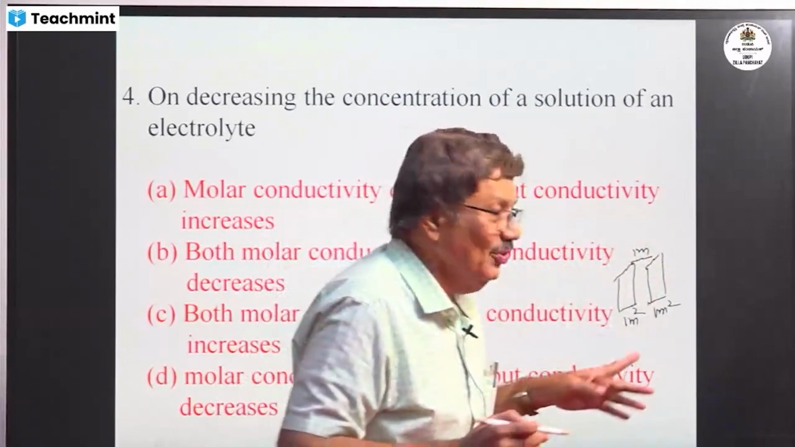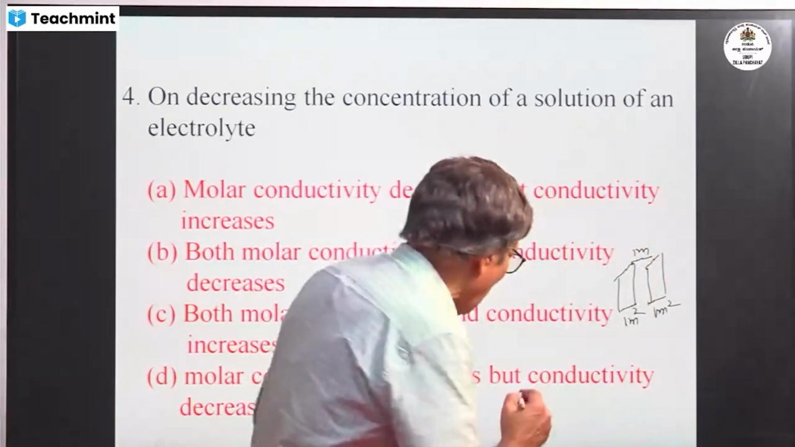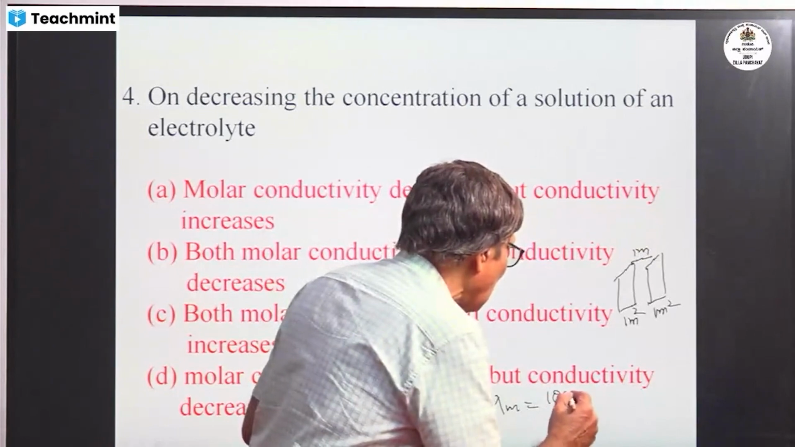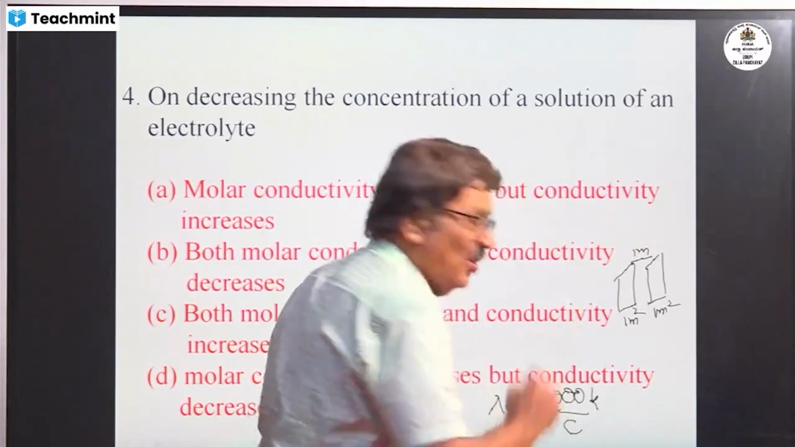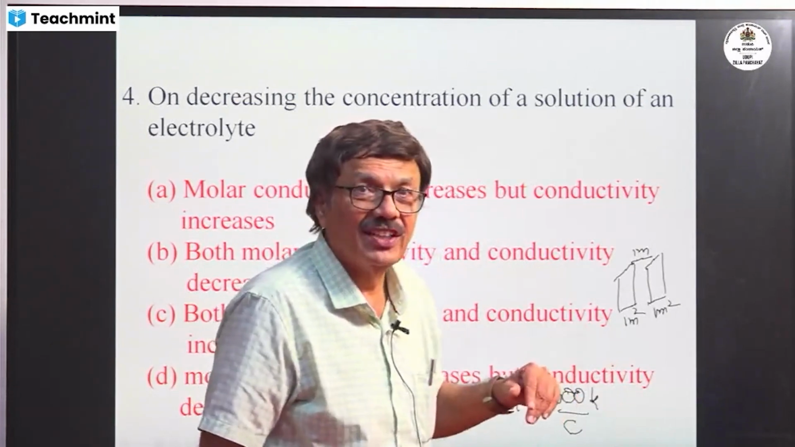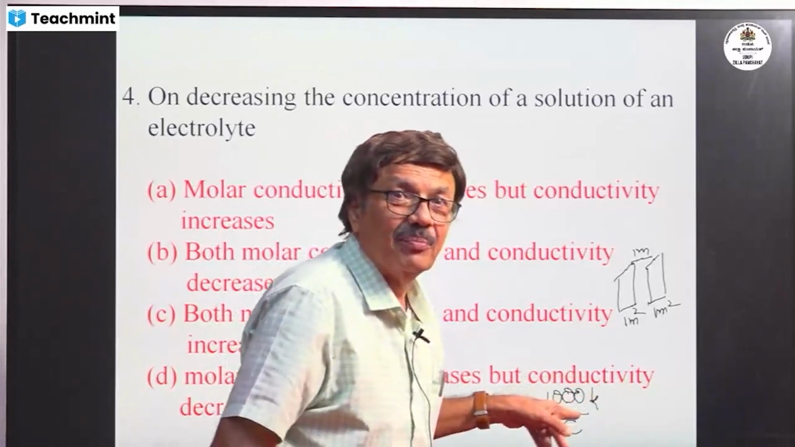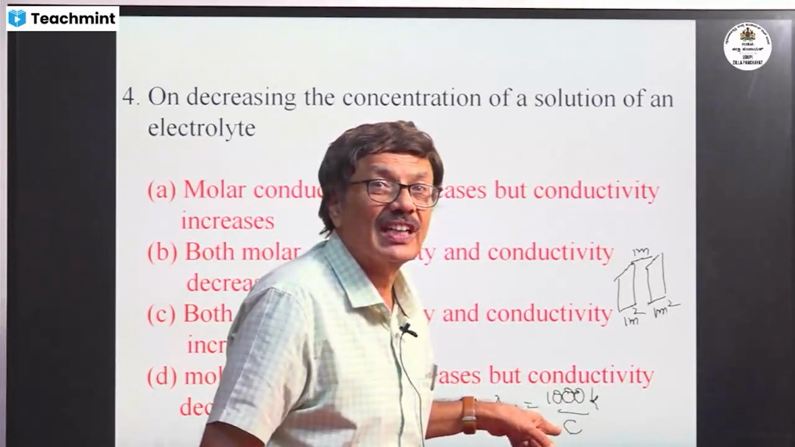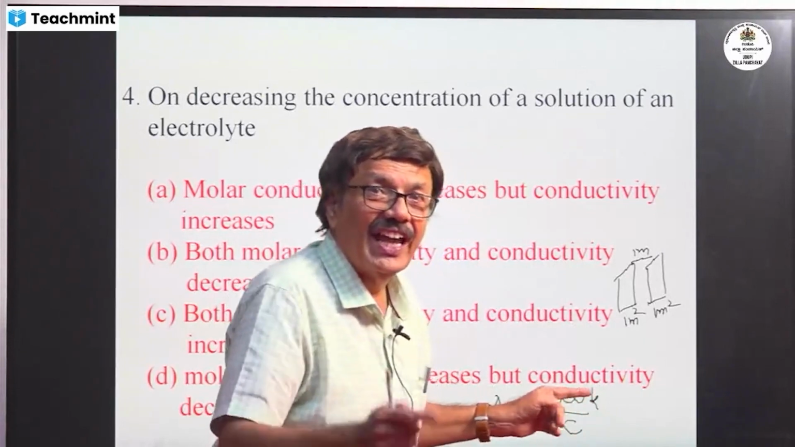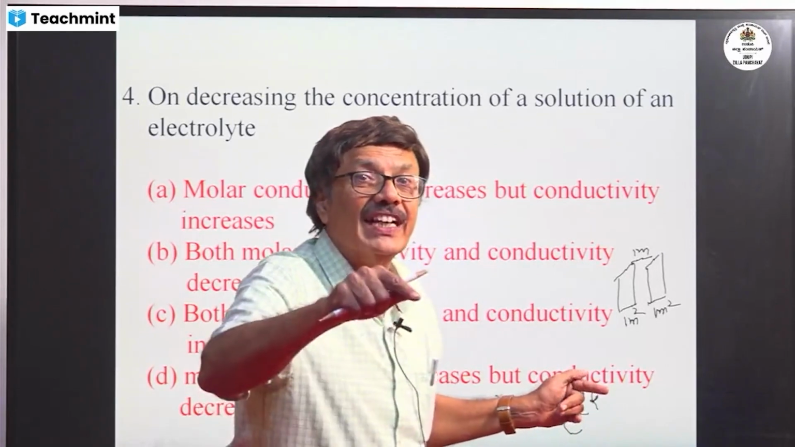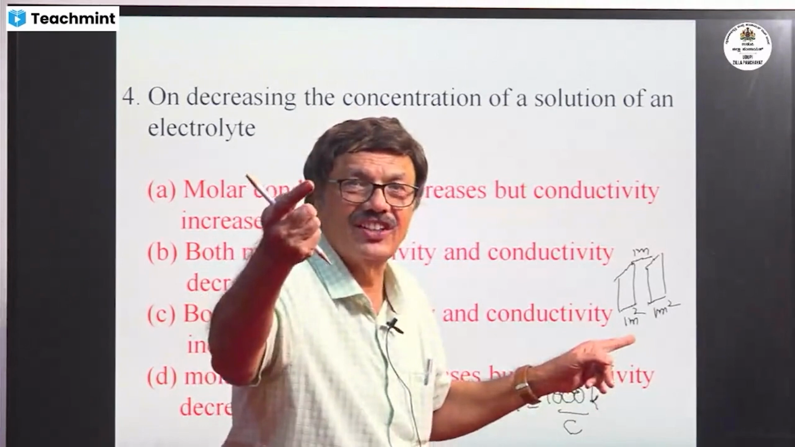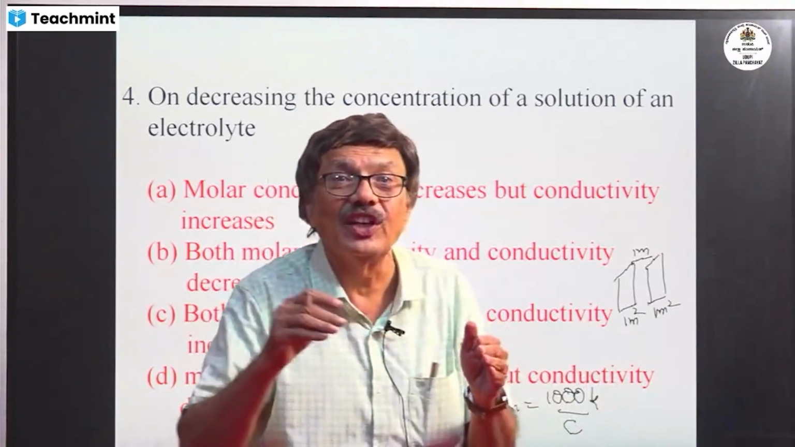Another thing. Now you already know the formula. Lambda m, molar conductivity, is equal to 1000 K by C, as I already told you. Here C, the concentration term, is in the denominator. So though conductivity decreases, this decrease is much smaller compared to the effect of the denominator. So totally what we can say is, since concentration is in the denominator, as the concentration decreases, molar conductivity increases. Understood?